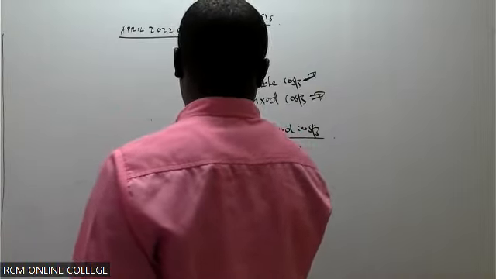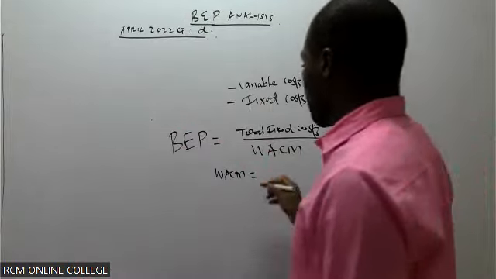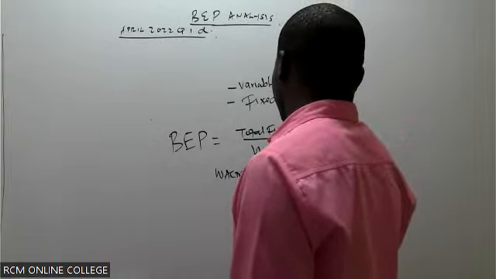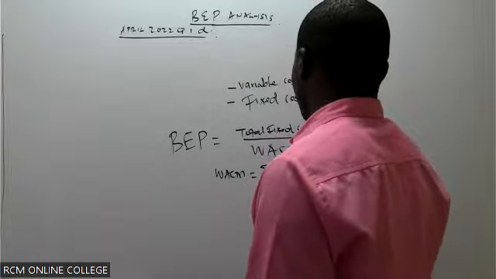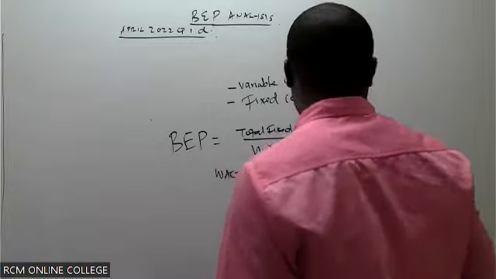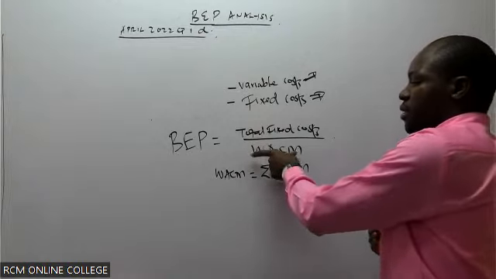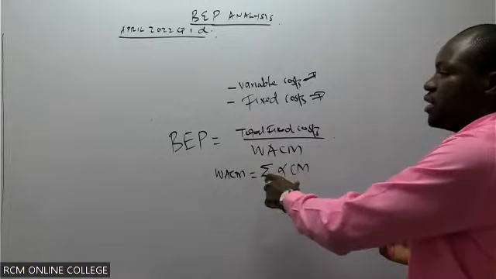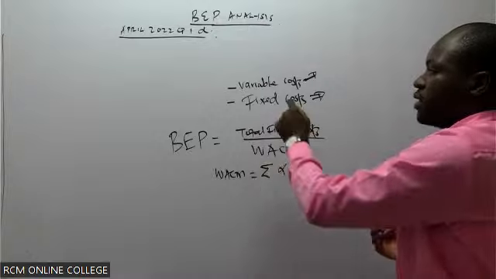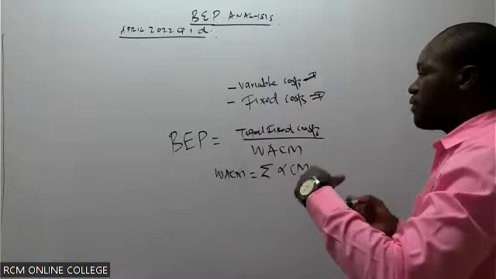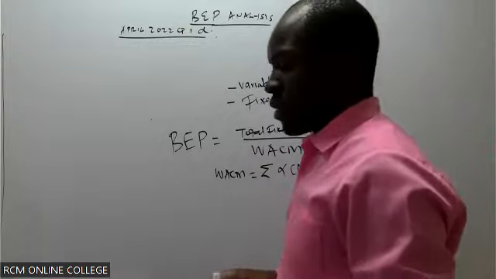Then we divide that by the weighted average contribution margin. What did we say about weighted average contribution margin? It should be equivalent to the summation of alpha, which is the sales mix ratio, multiplied by the contribution margin of each product. So that's what we are going to do for the denominator here. Are we able to identify the total fixed cost? Are we able to identify the total variable cost per unit? Then from that point, we'll be able to get what is required.